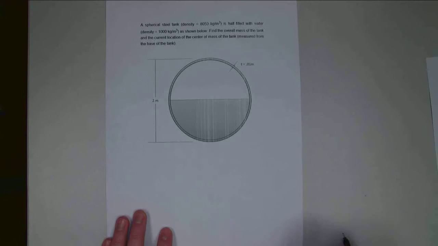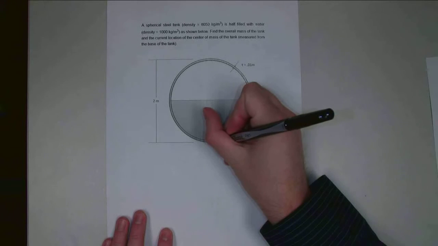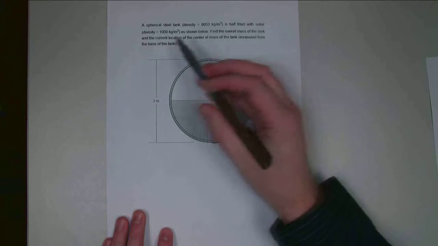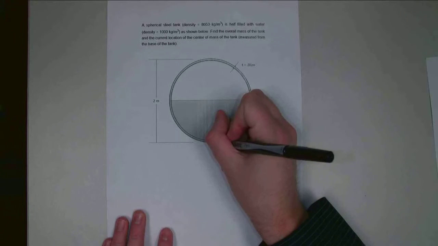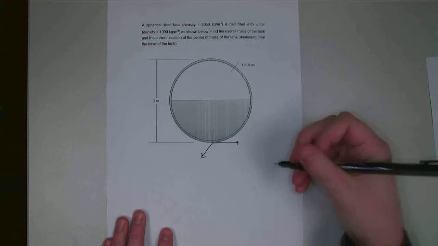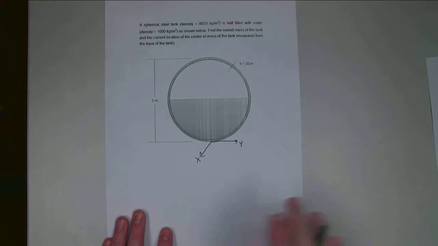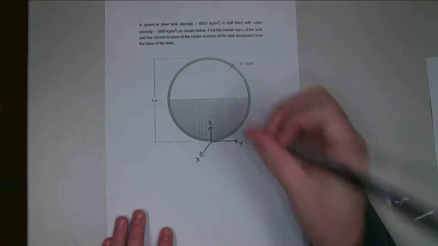When we do this problem, I'm going to use the method of composite parts to put together the center of mass. The first thing we need to do is define the axes. We are measuring everything from the base of the tank. So down here we have X and Y, flat at the base, and then up through the center of the tank we're going to have the Z-axis.